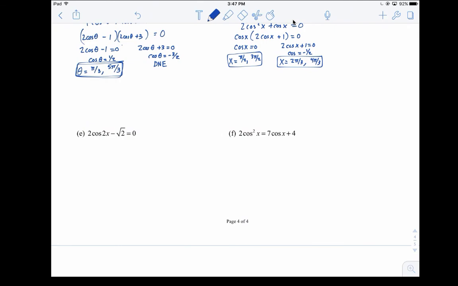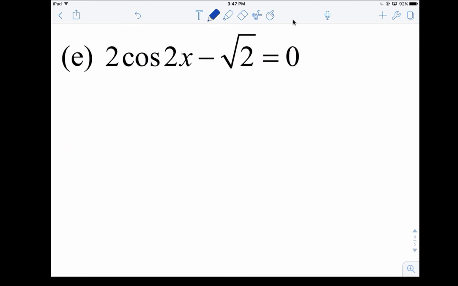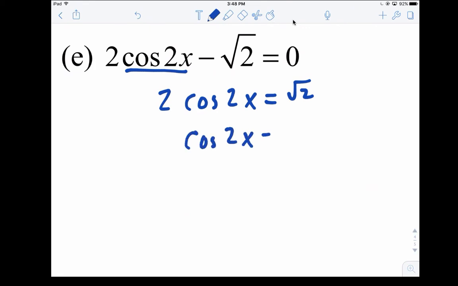Okay, the last two. So you have 2 cosine of 2x minus root 2. Alright, so again I'm going to solve for cosine of 2x. So that's going to give me 2 cosine of 2x is equal to root 2. So then you got cosine of 2x equals root 2 over 2. Now again, because you have cosine of 2x, this is going to be a multiple angle one. Okay, so where does cosine equal root 2 over 2?